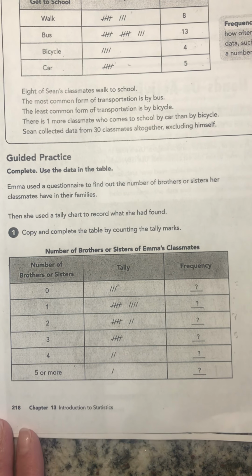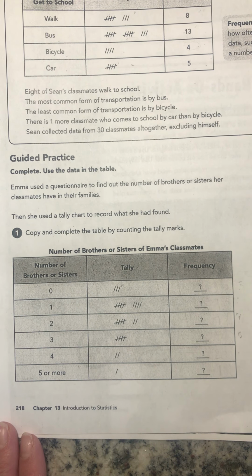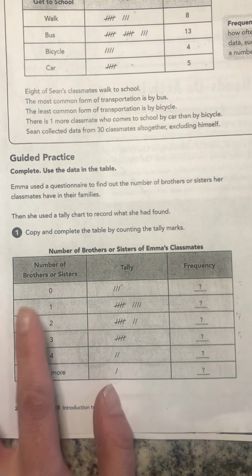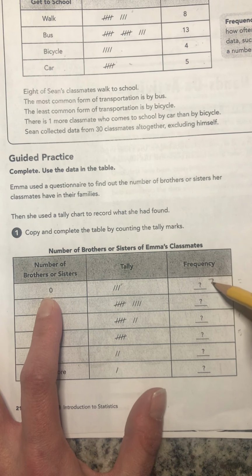Guided practice. Complete. Use the data in the table. Emma used a questionnaire to find out the number of brothers or sisters her classmates have in their families. Then she used a tally chart to record what she had found. Number 1, copy and complete the table by counting the tally marks. Okay, so how many students had 0 brothers or sisters? 3. So you just should have written a 3 there.